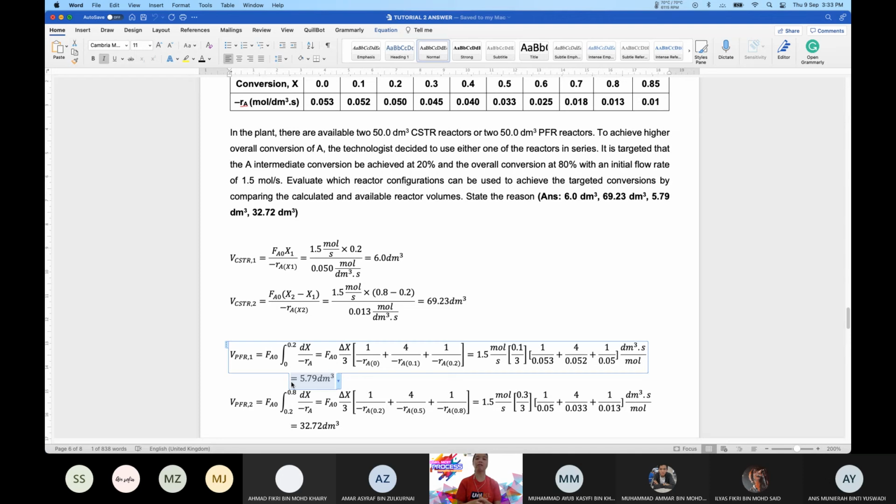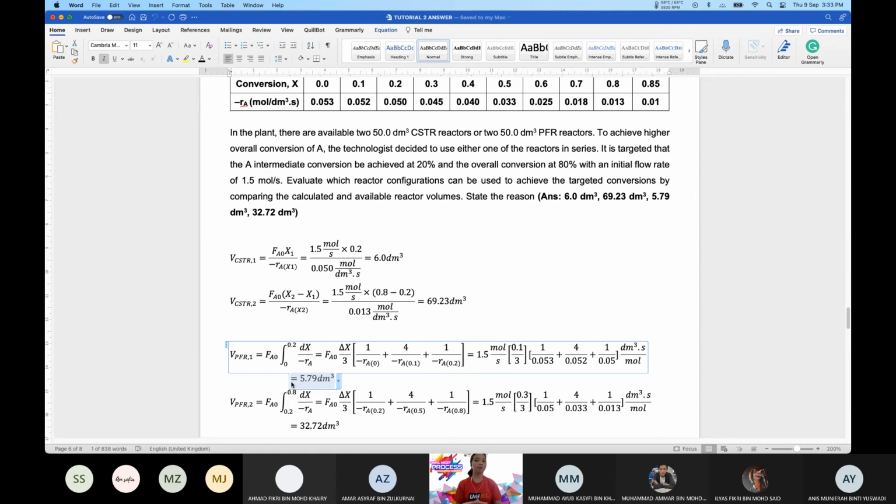So of course, the first PFR we can use. Okay, and if you wonder why the first PFR is even smaller than CSTR, just recall the Levenspiel plot. In the Levenspiel plot, the CSTR volume is the area above and below the curve, but for PFR, the reactor volume is only the area below the curve. So for the same conversion, the PFR volume required will of course be smaller than the CSTR.